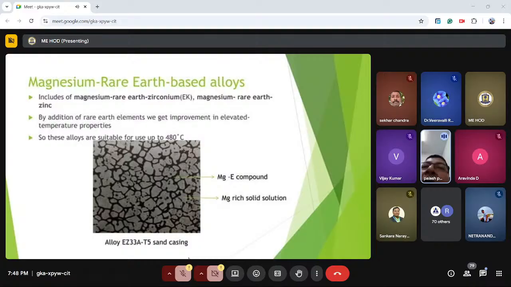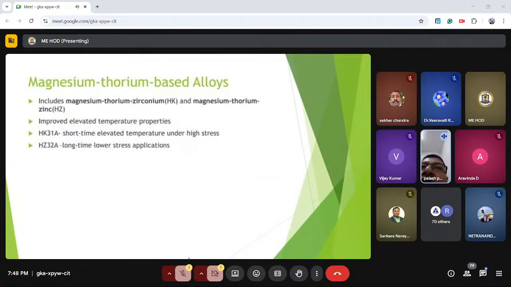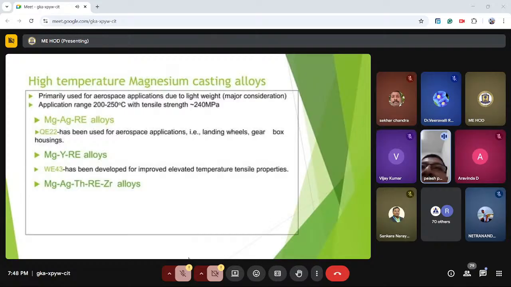Magnesium-thorium based alloys include magnesium-thorium-zirconium with improved temperature properties, for short time elevated temperature under high stress, and HZ32 for long time stress application. The magnesium casting is primarily used for aerospace application due to its light weight.